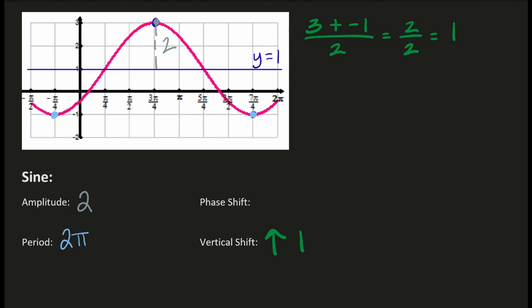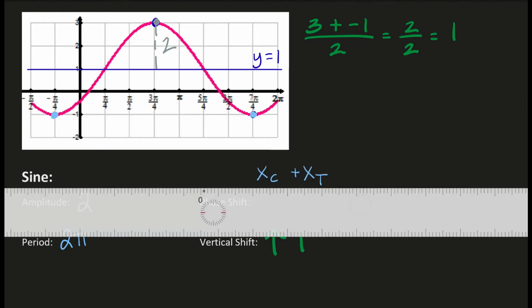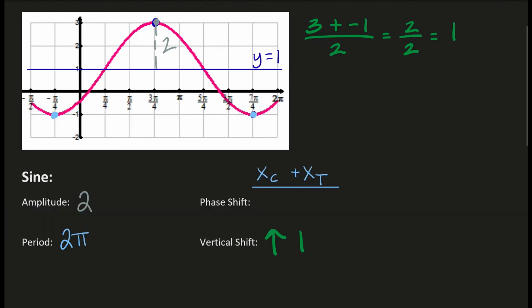Now for the phase shift with sine, you're going to need two things. You're going to need the x value of a crest, and you're going to need the x value of a trough. So we'll say the x value of a crest, the x value of a trough, and then we are going to divide these values by 2.